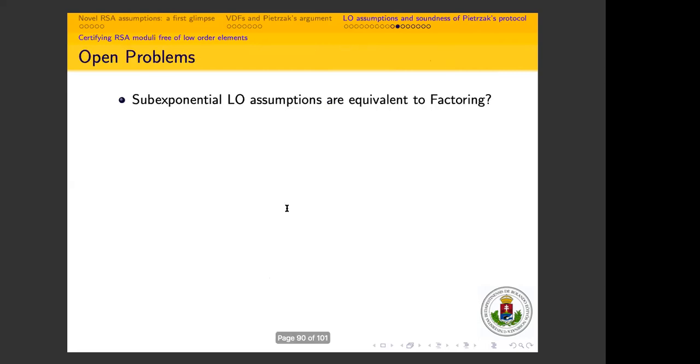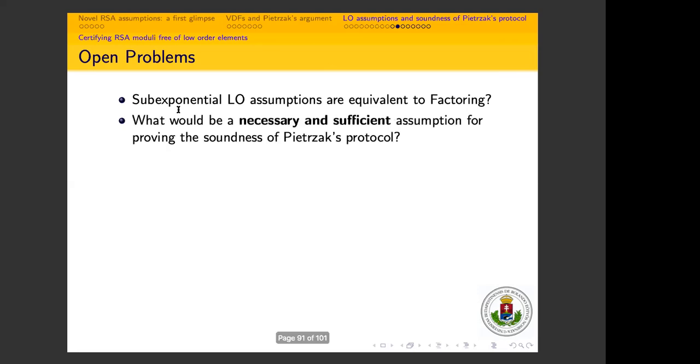Nice. And so this was just a short paper. These were our only contributions, but there are still many open problems. Maybe someone can come up with not a partial reduction but a full reduction. So maybe the sub-exponential low order assumption is equivalent to factoring, who knows, please help. It would be nice to establish a necessary and sufficient assumption for proving the soundness of the PHX protocol.